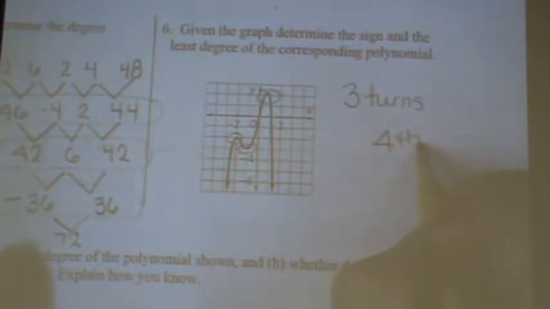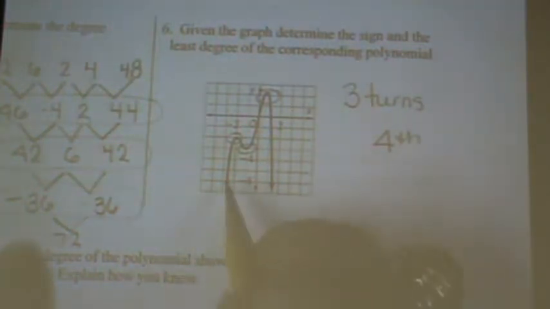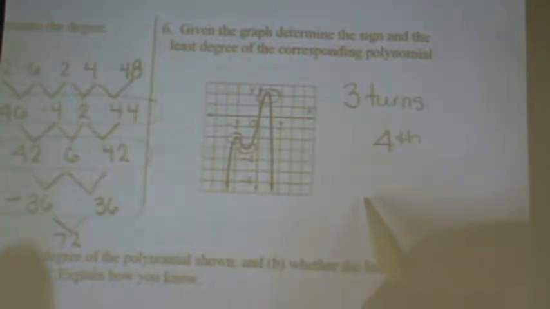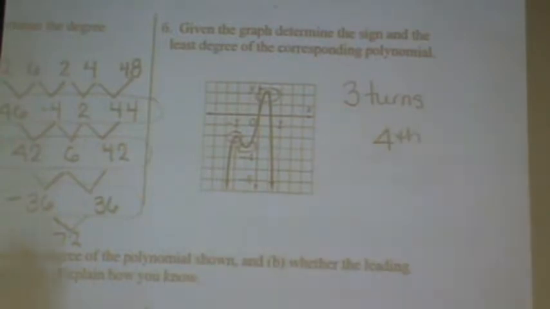Now how do I know it's 4th? Because both of these are doing the same thing, so it's got to be an even exponent. If one was going up and one was going down, it would have to be an odd number. Now it could be a 6th degree, it could be an 8th degree, but at least it has to be a 4th. Just give me the lowest one, because you could be there forever.